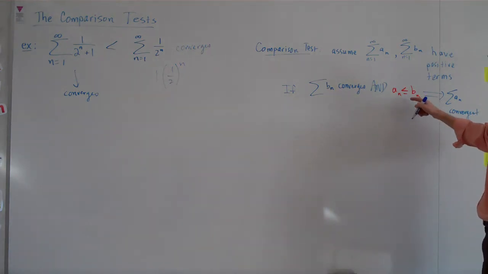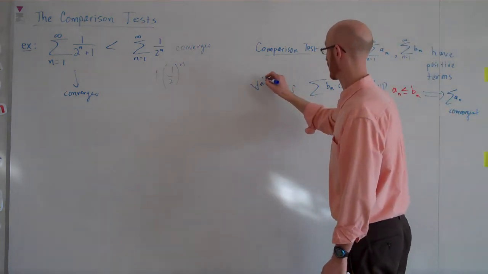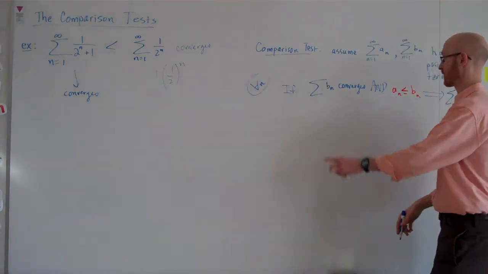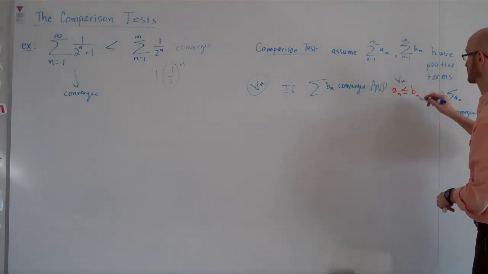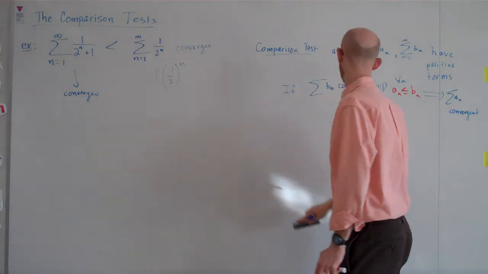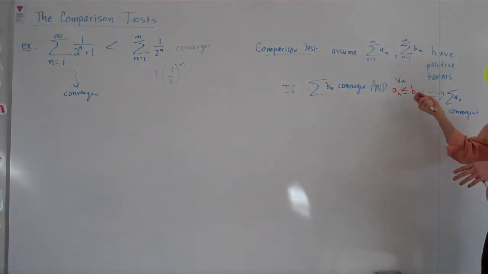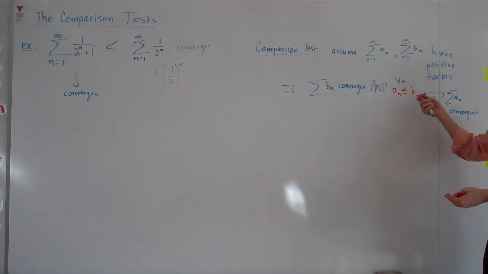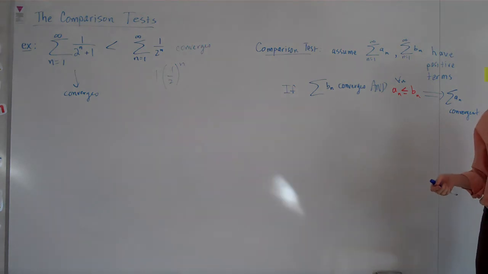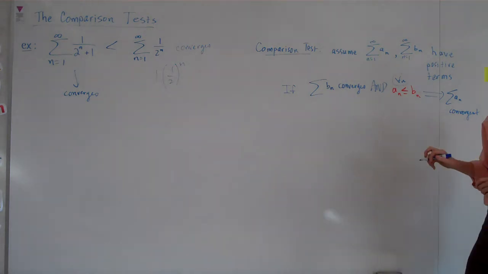Now this, by the way, this statement is written in the textbook for all n. It says for all n values, this has to be true. So it means no matter where you are in the sequence of a sub n's and b sub n's, a sub 5 must be smaller than or equal to b sub 5. Turns out that really doesn't matter, but it's extra safe to say that that's true for all n.